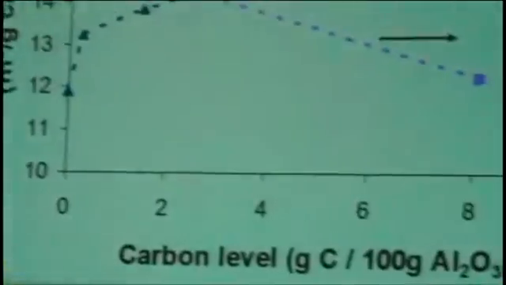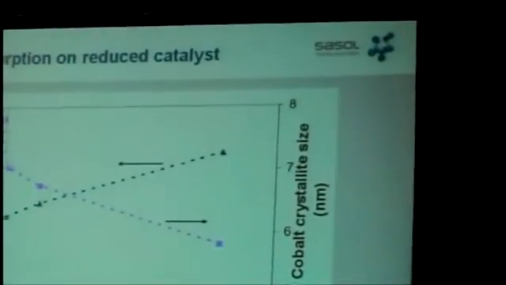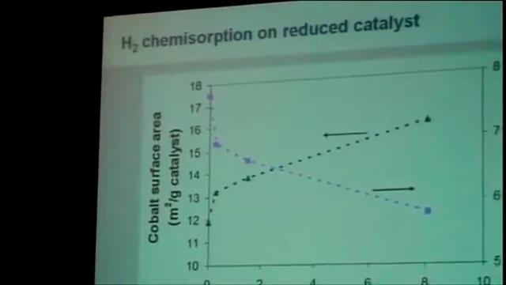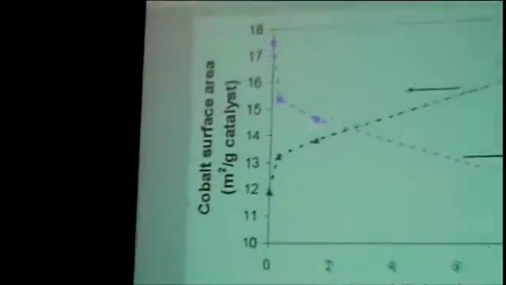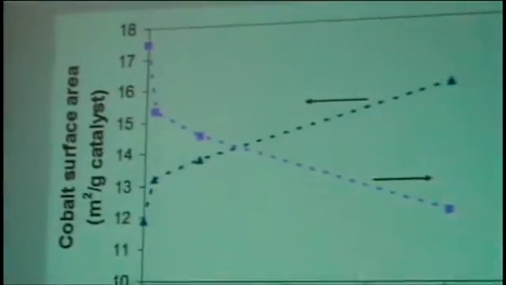Can we maintain the improved crystallite size when we do reduction? Because we've seen a decrease in the oxides, but of course we want to see a decrease in the size of the reduced cobalt particles. And in this case we've done hydrogen chemisorption on the reduced catalyst.